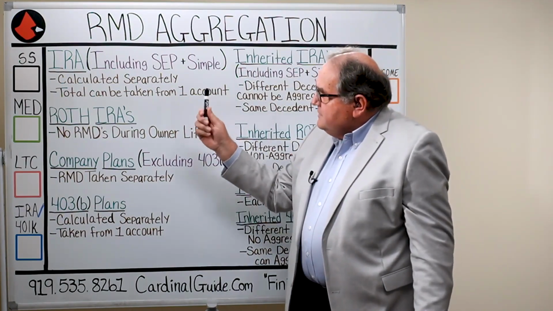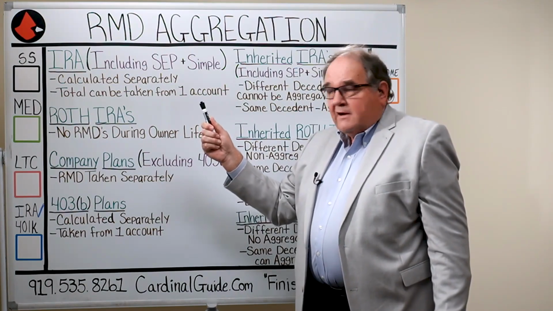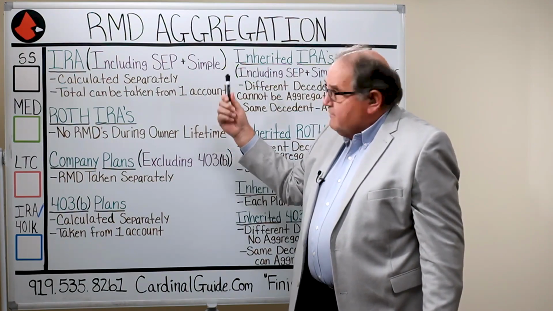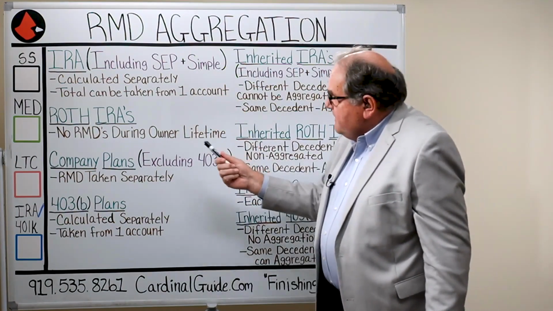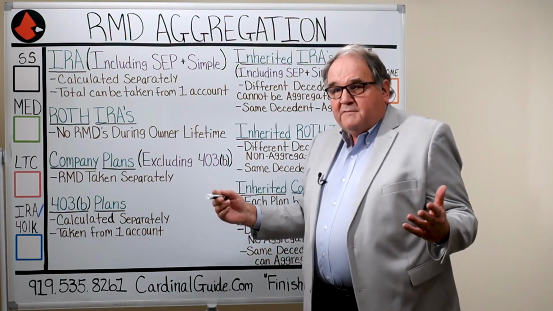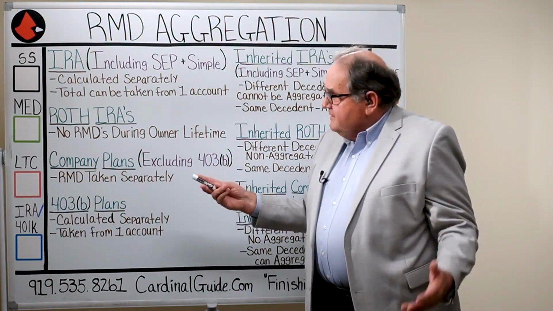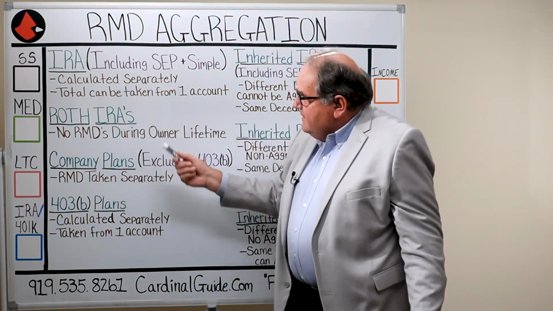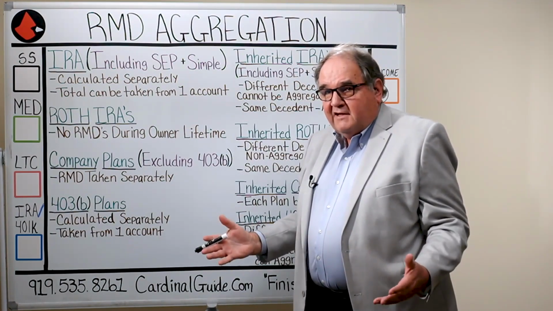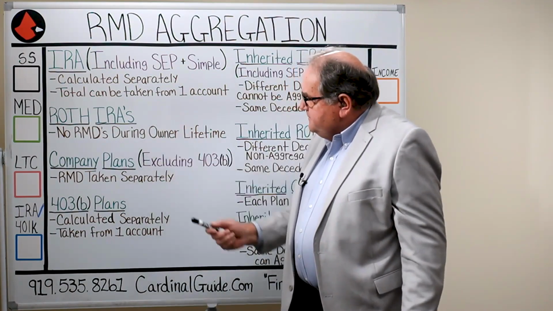So as long as they're the same type of IRA and they're either that or an SEP or a simple, you can aggregate the minimum distribution. Now, for Roth IRAs, there are no RMDs during the owner's lifetime, so there's nothing to aggregate. So don't be throwing these in with that, or don't be calculating a minimum distribution on your Roth, because you can just leave it in there, or you can take it out. There's no requirement on those for the owner.